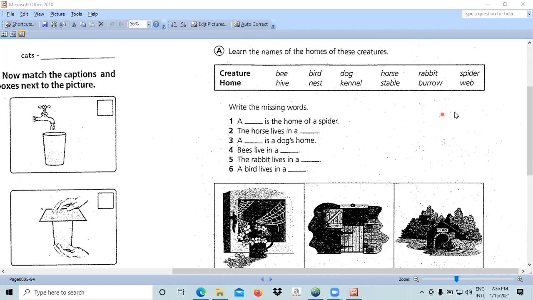So first one, but here now, is the home of a spider.